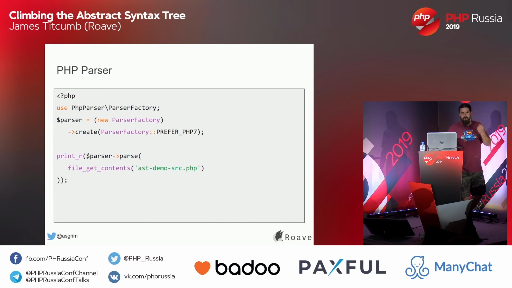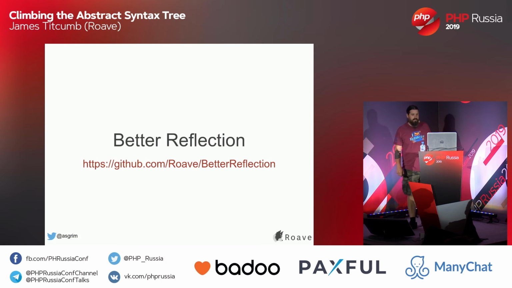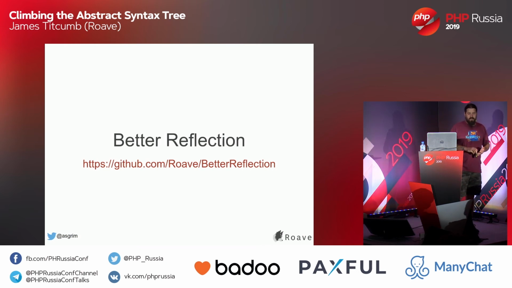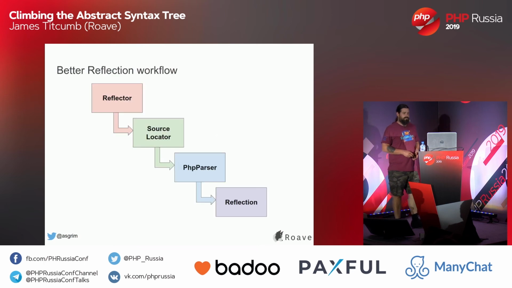And, well, what can we do with that? We could do something like write a library called Better Reflection. We wrote a library, sorry, shameless self-plug. It was written by me and Marco Pivetta. In short, it's the reflection API, the same reflection API that is in PHP, but it uses the AST instead, which means it's very flexible and powerful, I think. And it allows you to do monkey patching as well.